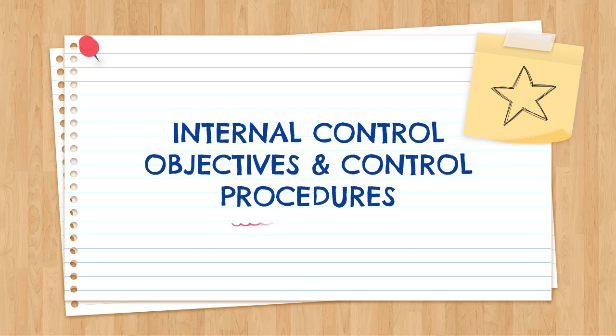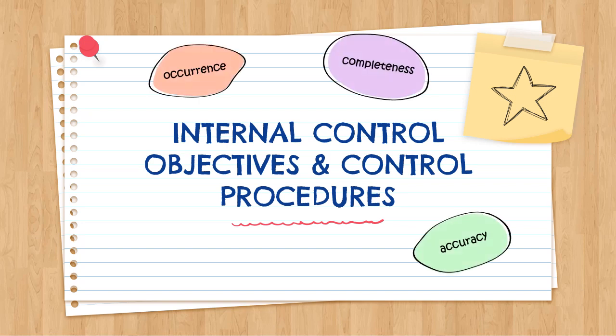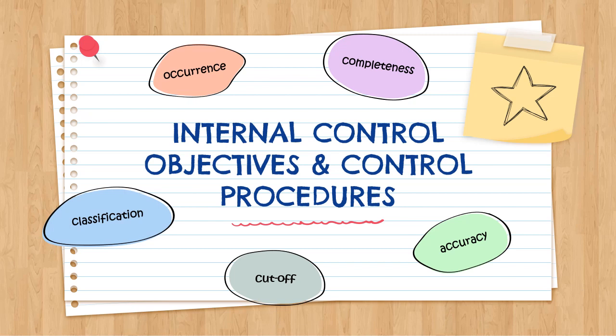Next, we move to the internal control objectives and control procedures of payroll. Payroll internal control objectives consist of five assertions, which are occurrence, completeness, accuracy, cut-off, and classification.